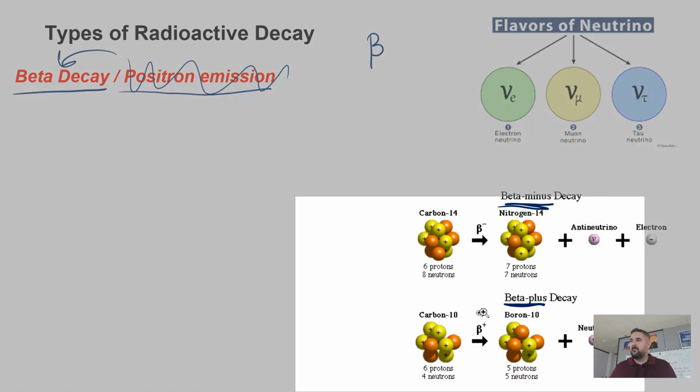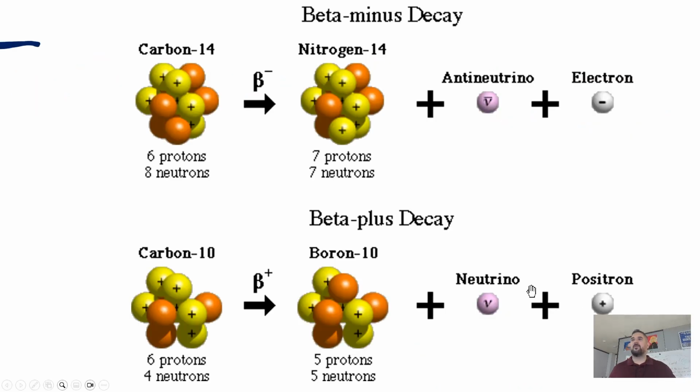All right, so I can't really touch the screen when I zoom in. But I want y'all to take a look. So looking at the carbon, what's the mass on the carbon? What's the mass on the nitrogen? So after beta decay, does the mass change? No. Does the number of protons change? Yes. Does the number of neutrons change? Yes, it does. So protons goes from 6 to 7, and then neutrons goes from 8 to 7.